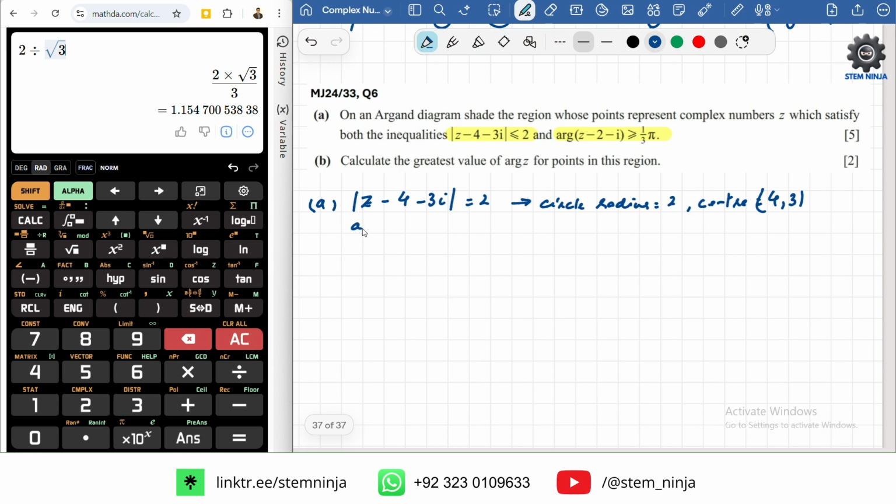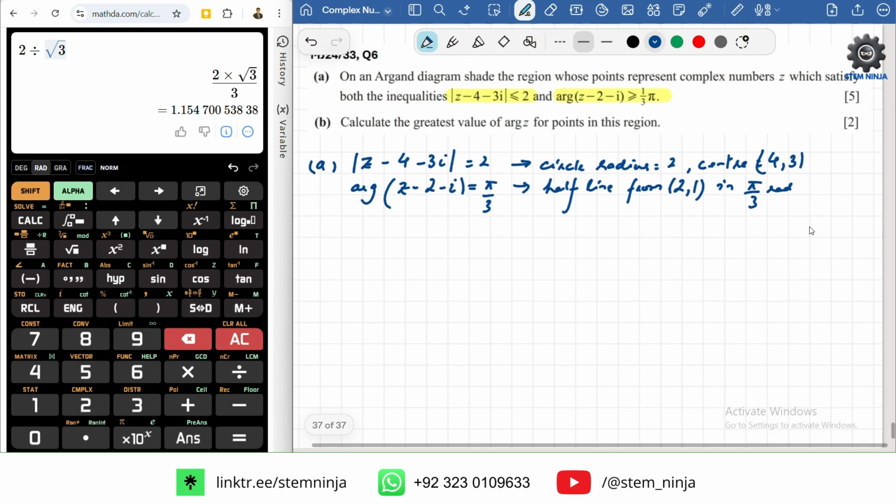This one is a half line, so arg of z minus 2 minus i. Let's say you do this with pi by 3, it's a half line originating from 2, 1 at pi by 3 radians. Okay, so that's what we have to draw.